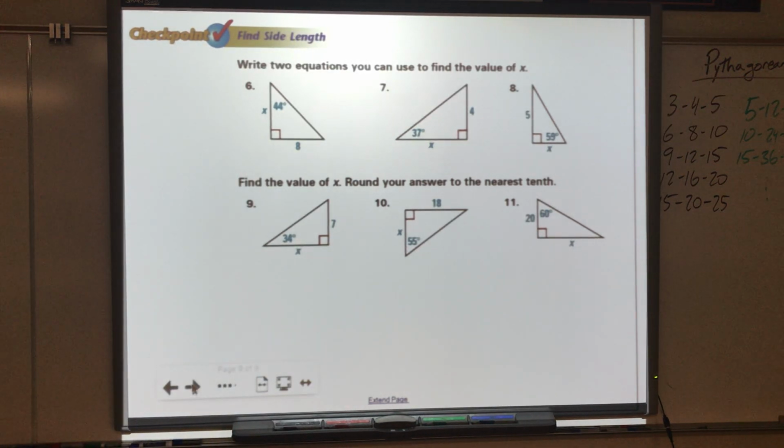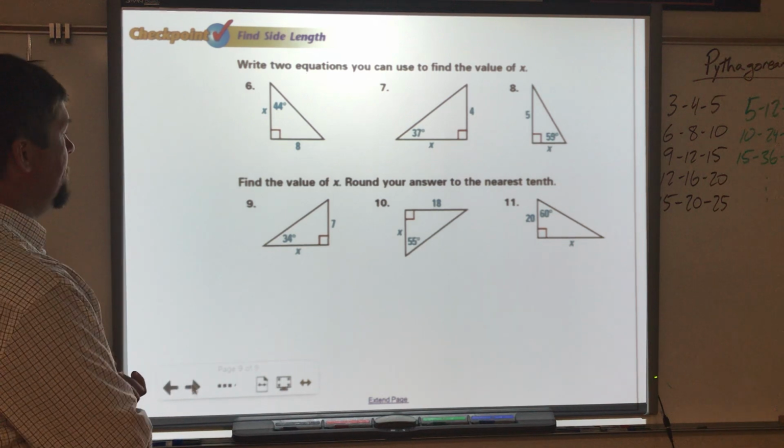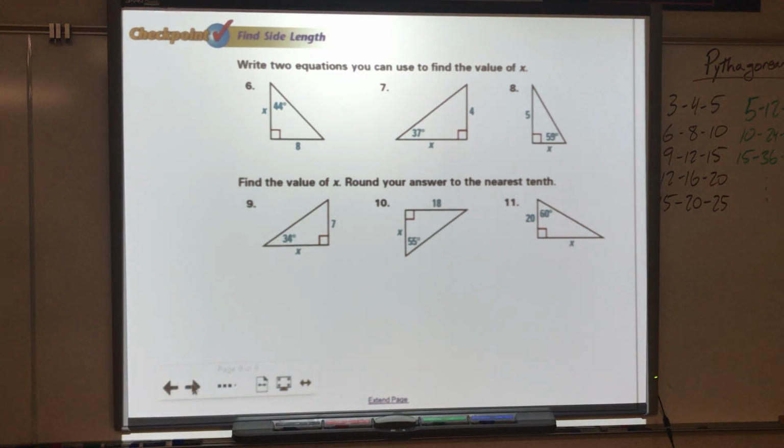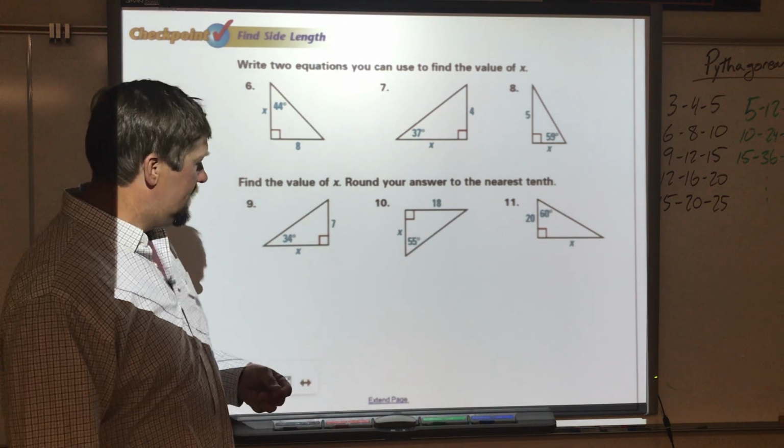Okay, so hopefully you understand how to do this. I'm going to go through some of these. You can pause the video and see if you get these right. And I will go ahead and go over this when you're ready.